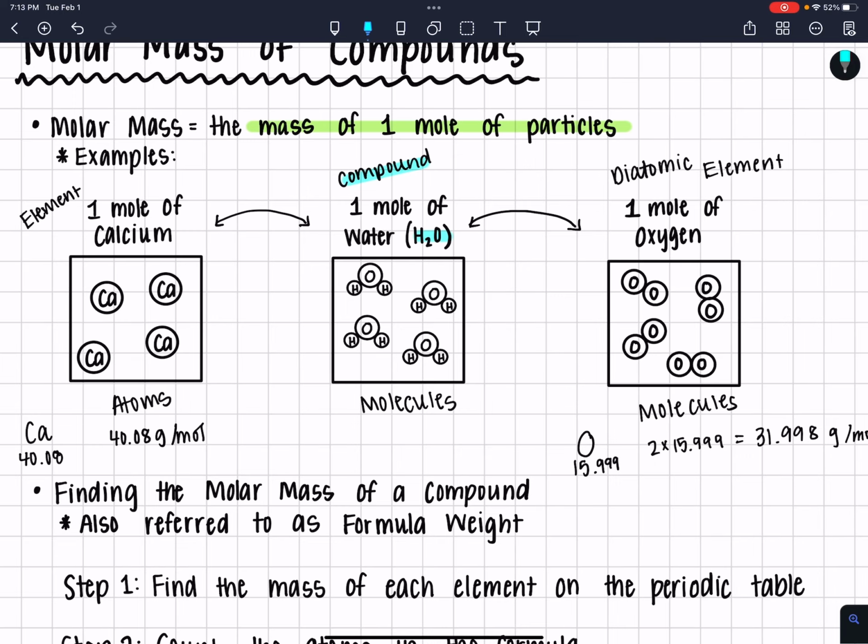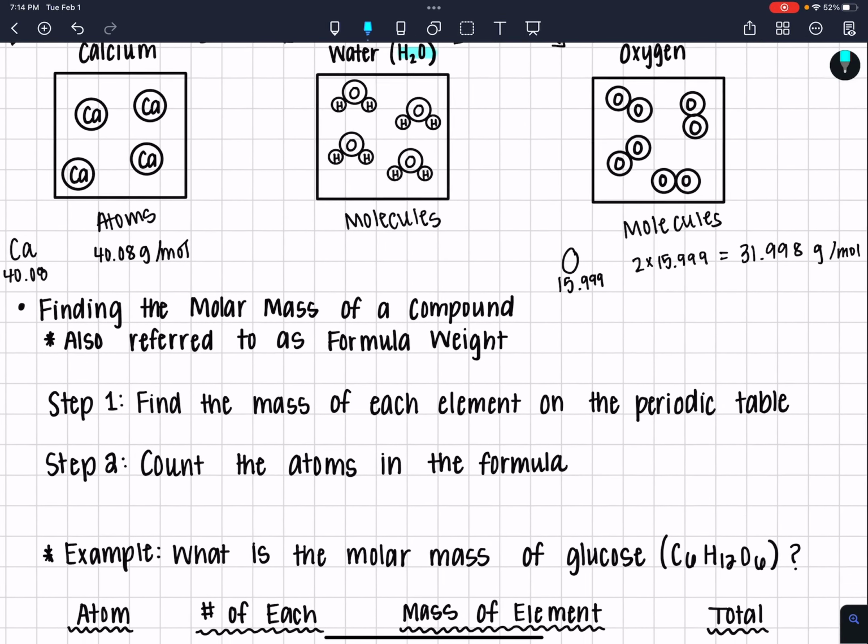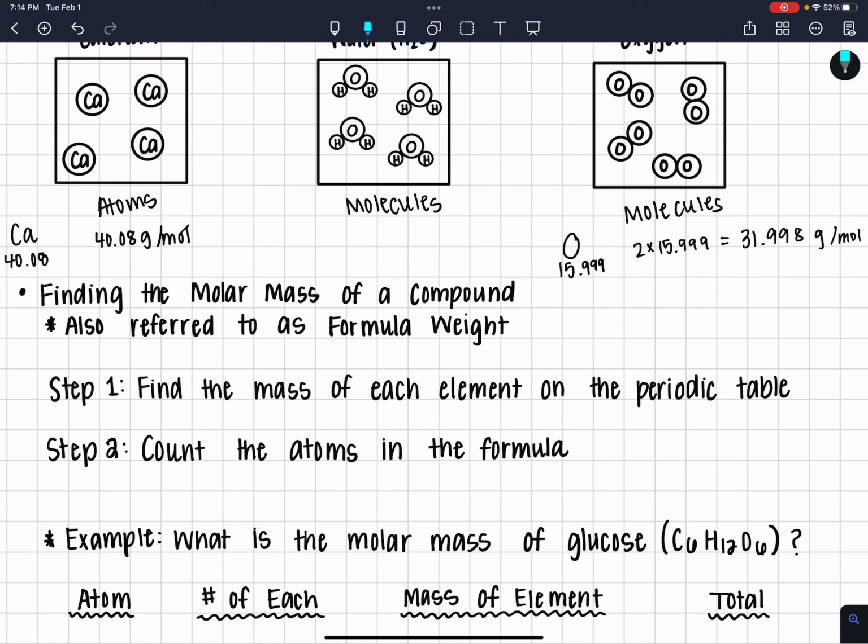Maybe you'll be right. So what we're going to do is break it down into 2 steps. When we're finding the molar mass of a compound, we're going to do something called finding the formula weight. It's kind of synonymous when we're talking about finding the molar mass of compounds. So step 1 is finding the mass of each element in the compound. After we've found the mass of each element, we're just going to count the number of atoms in the formula. That's going to tell us if we need to double an atomic weight or triple an atomic weight, or maybe there's just one of that kind of atom, so maybe we don't have to do anything at all. And then we'll just add up all of our atomic weights together.